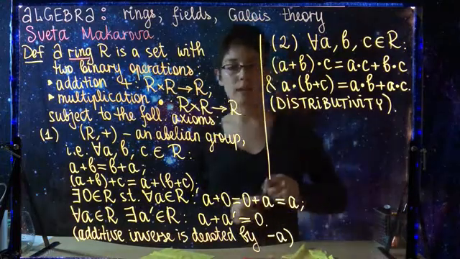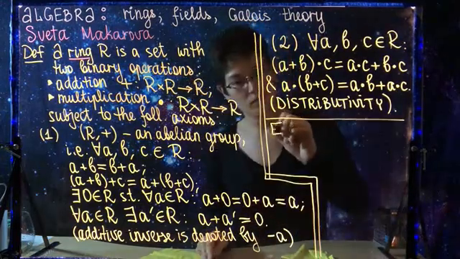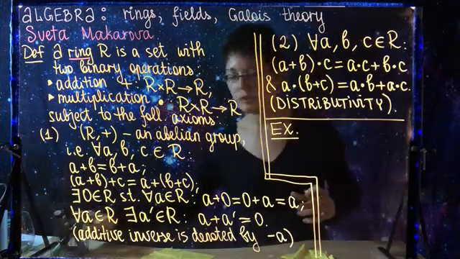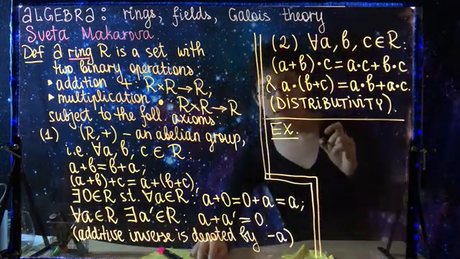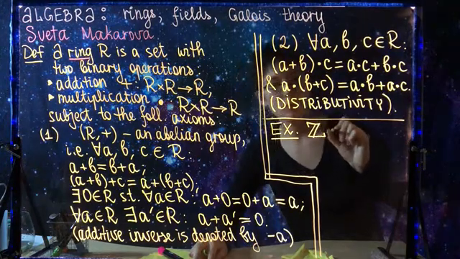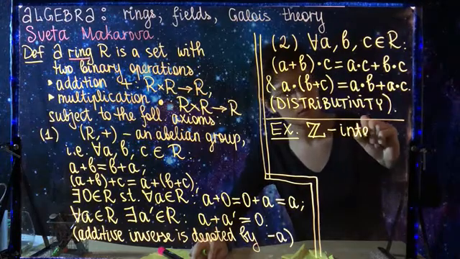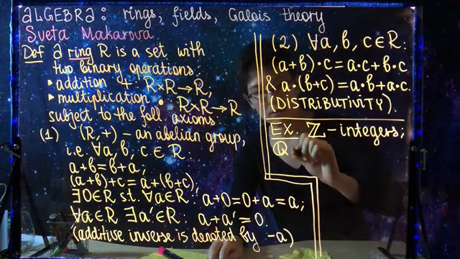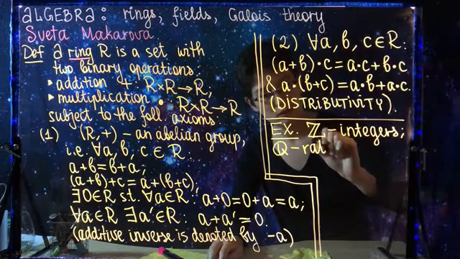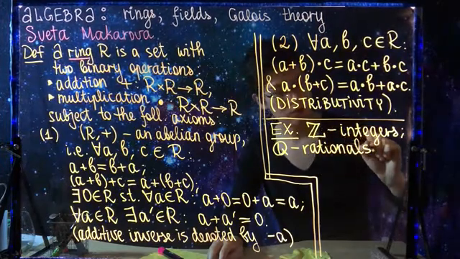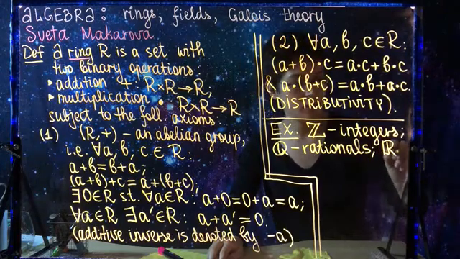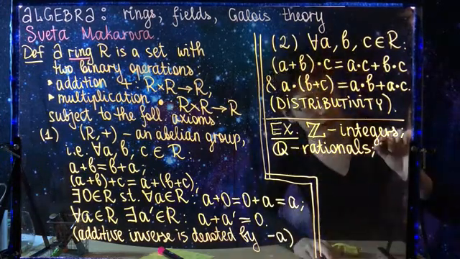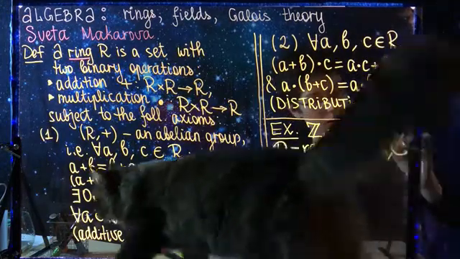And as our first examples of rings, hopefully Z is a very familiar example. So it is the ring of integers. Also, we have Q, rational numbers, the real numbers R, and complex numbers C.